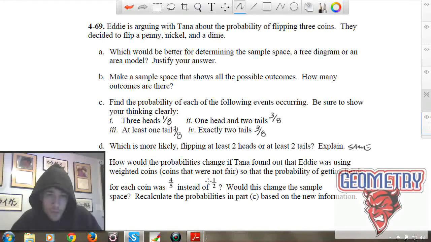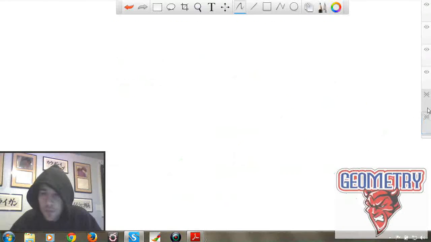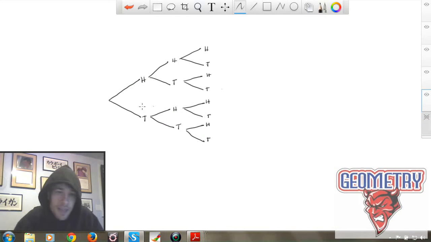Okay, so if the probabilities were 4/5 for getting heads, that would change some stuff here. So let's go back over here. And now this is going to be 4/5. This is 4/5. This is 4/5. This is 4/5. Each time, its probability of getting heads now changes to 4/5, which means the probability of getting tails is 1/5. So these are all 1/5 now.